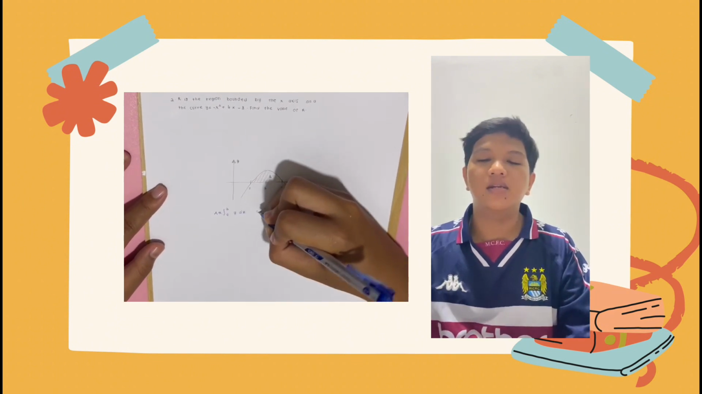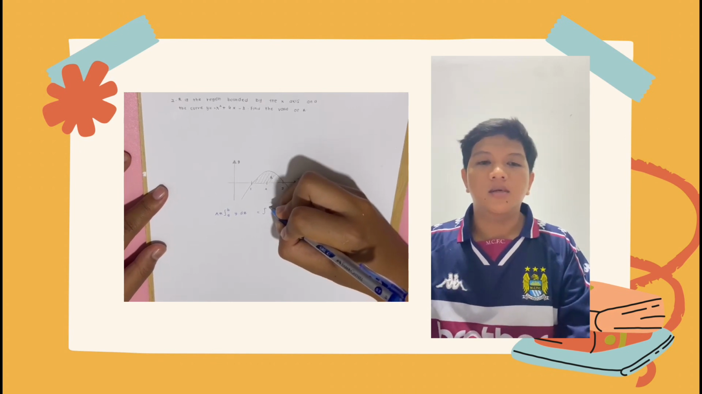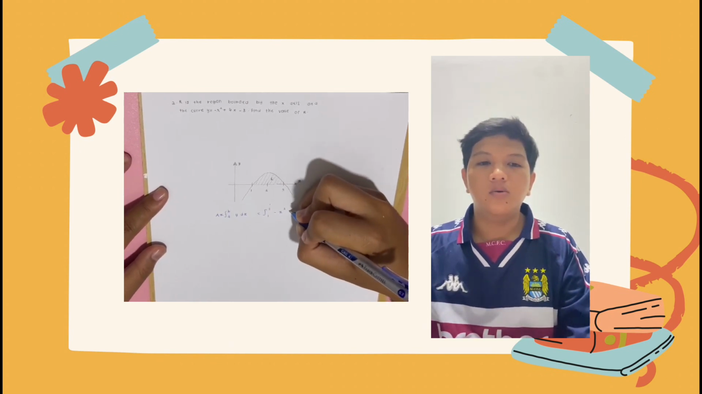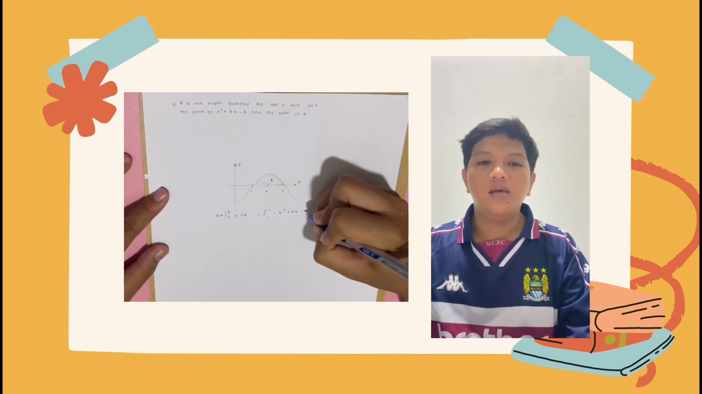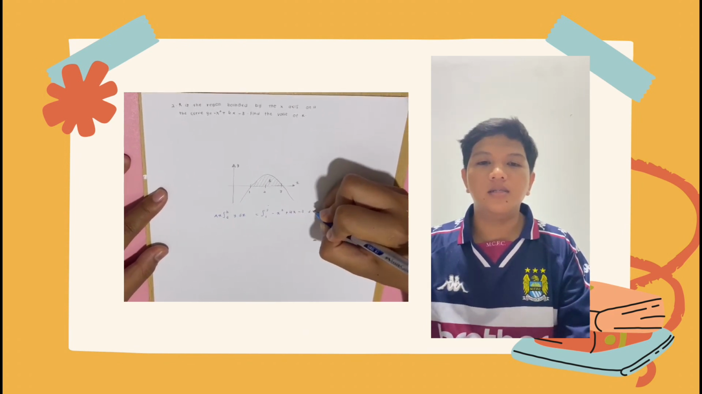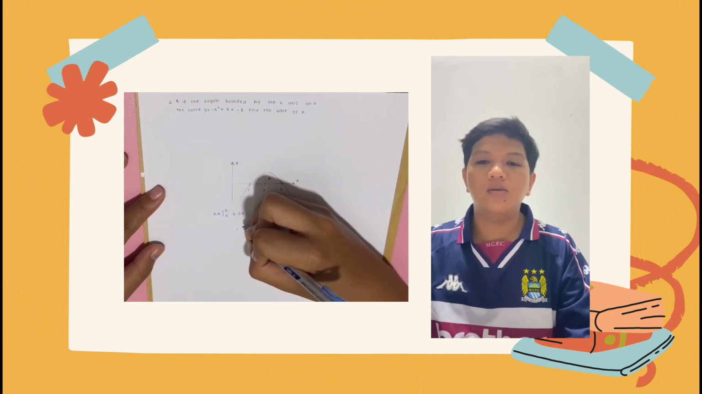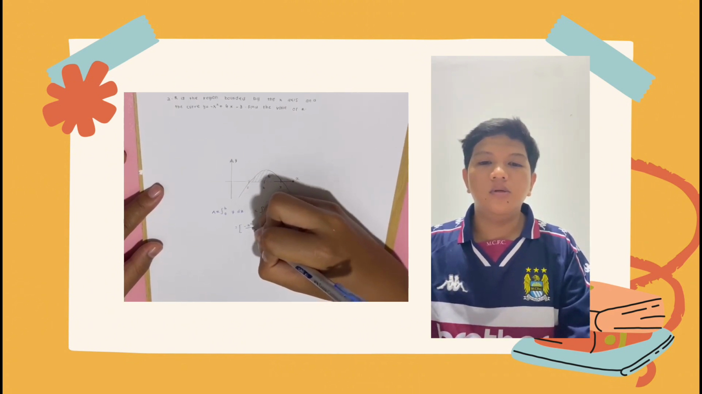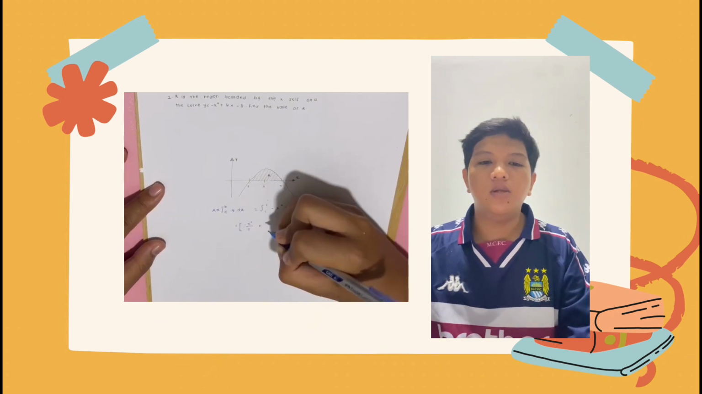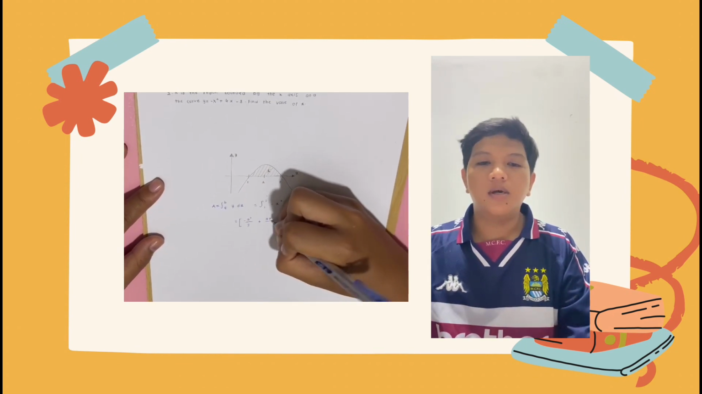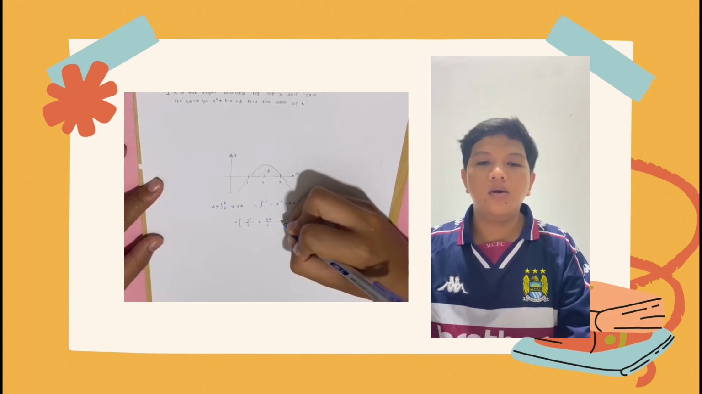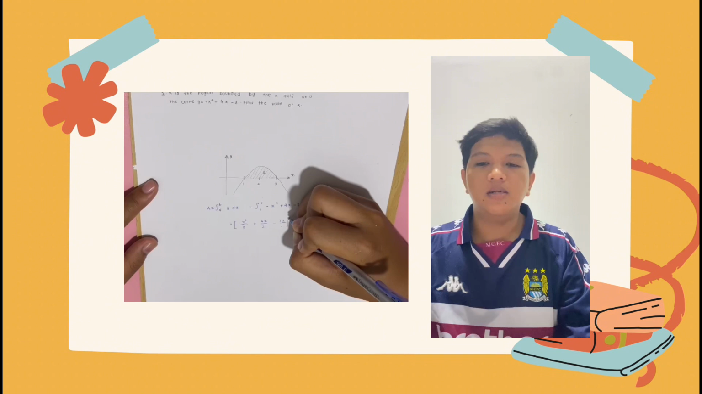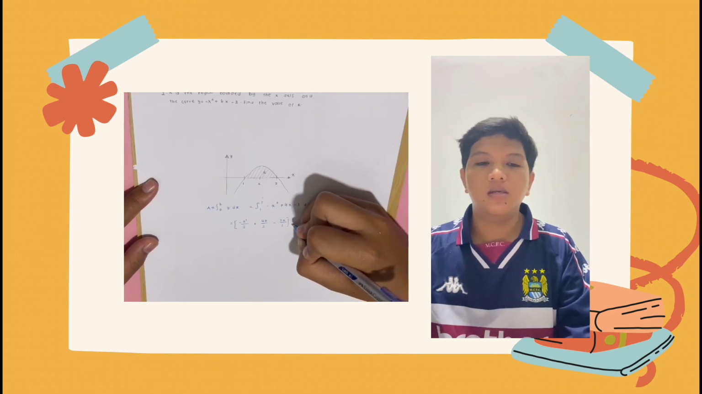Question: given R is the region bounded by the x-axis and the curve y equals negative x squared plus 4x minus 3. We use the area under curve formula, which is A equals the integral of y dx, limited by a to b. We insert the values into the formula. It will be the integral of negative x squared plus 4x minus 3 dx, limited by 1 to 3.